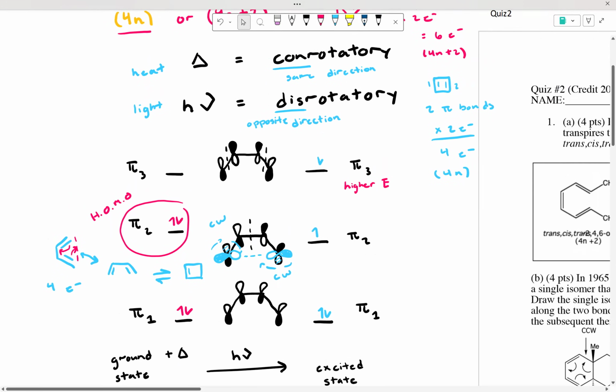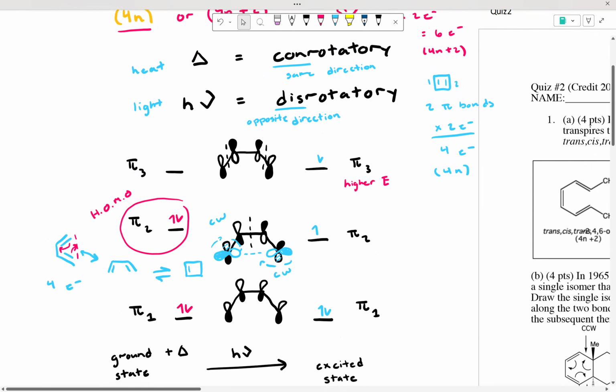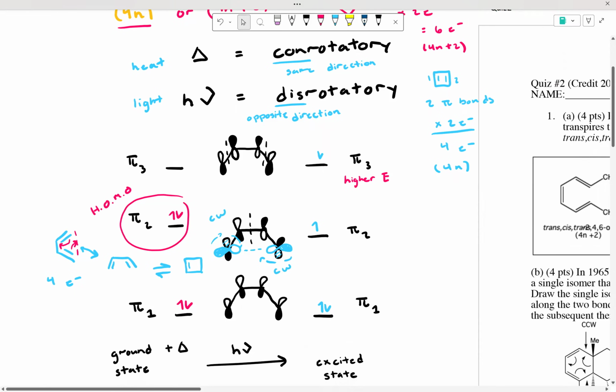So we said when a 4n pi system gets hit with light, it's going to rotate in a disrotatory fashion. For this, we're going to look at our SOMO, the singly occupied molecular orbital, or the highest singly occupied molecular orbital. And we're going to think about what direction we have to move these two orbitals in order for them to meet.